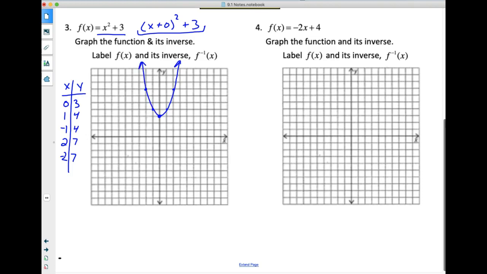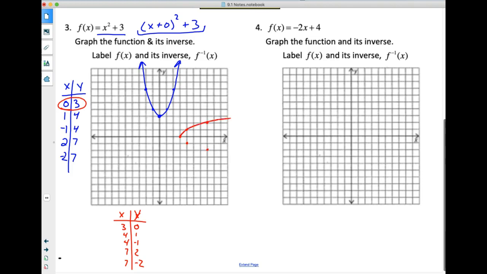Now notice, this is a function, but when I graph its inverse, will its inverse be a function? Which means I'm taking the points (x, y) and I'm going to reflect them, or invert them: (3, 0), (4, 1), (4, -1), and (7, 2). When I say inverting, I'm simply reversing the ordered pair. I'm swapping x and y like we said in the previous lesson. Now I'm just going to plot these points. (3, 0), and (4, 1), and I also have (4, -1). And I have (7, 2), and I have (7, -2).